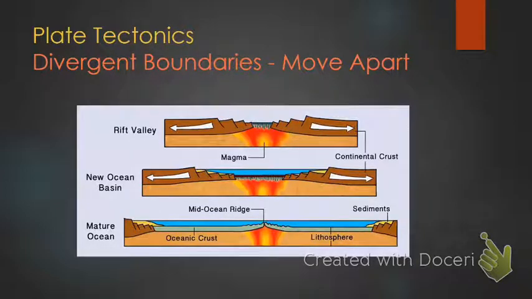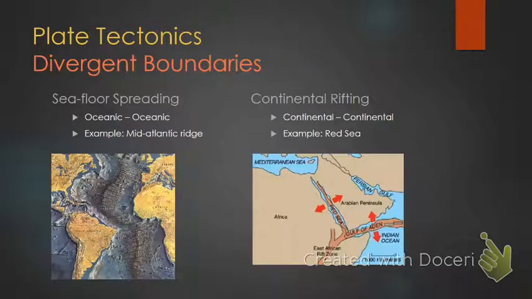So divergent boundaries are always basically plates separating from each other, but oftentimes they start as rift valleys and develop into seafloor spreading. Seafloor spreading is when two oceanic crusts are separating. On the right-hand side, you can see where continental rifting is taking place. The Arabian Peninsula used to be connected to Africa, but there's continental rifting happening beneath it, and the Red Sea is forming there.